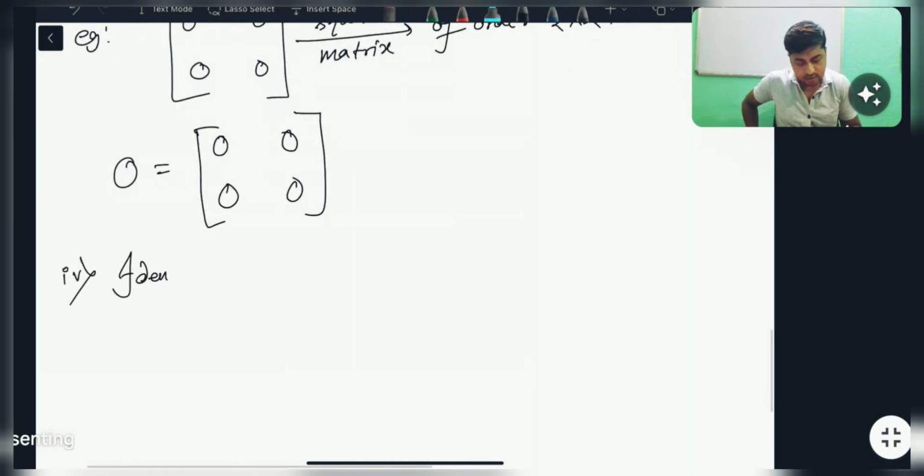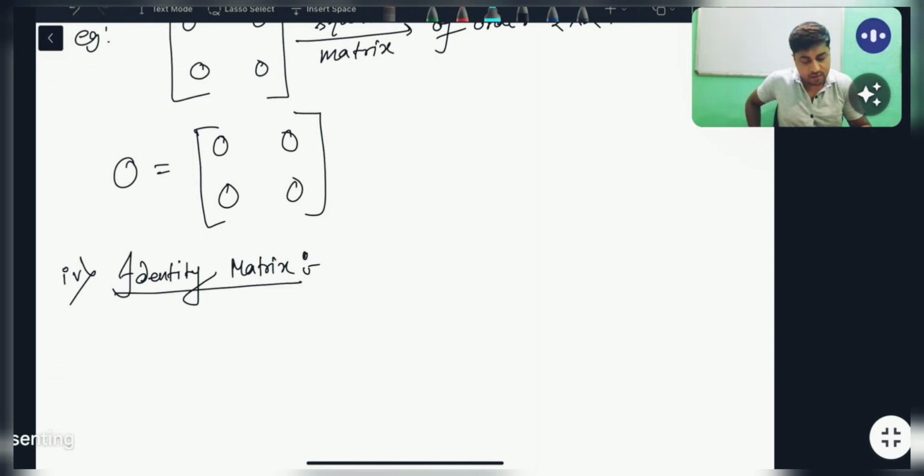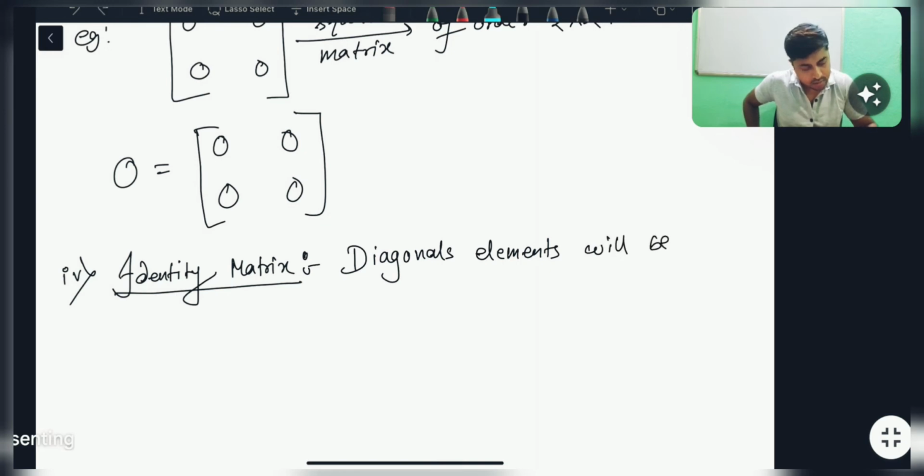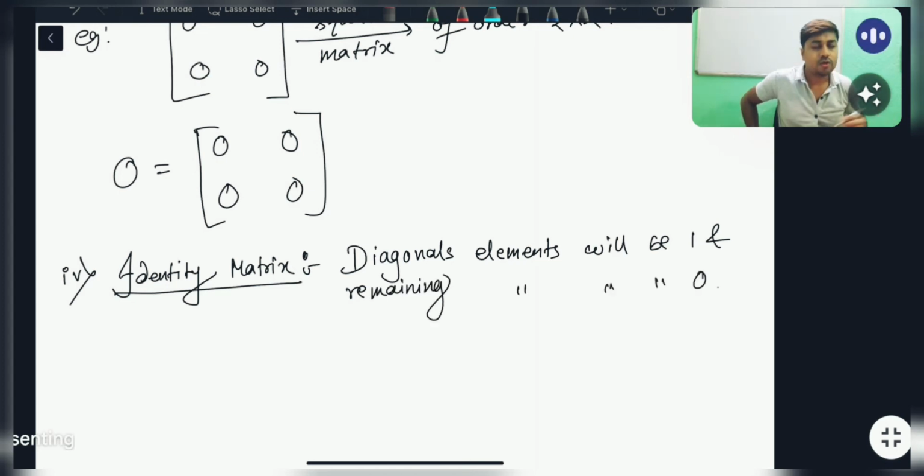After null matrix, coming to number 4, it's the identity matrix. Identity matrix means the diagonal elements are 1, from left to right. Identity matrix, or unit matrix, means diagonal elements will be 1, and the remaining elements will be 0.